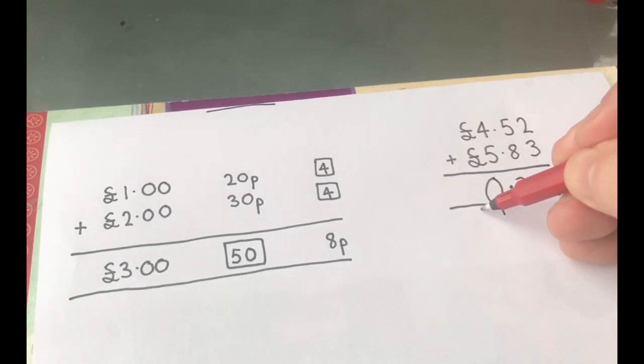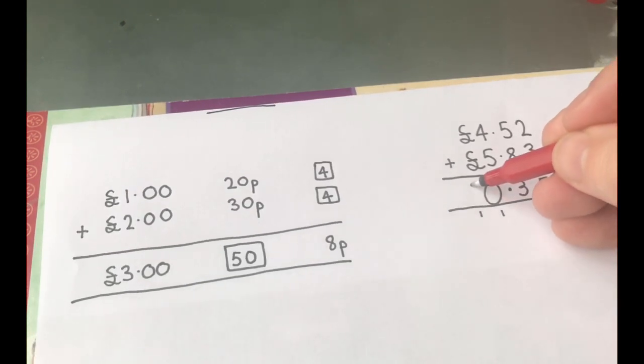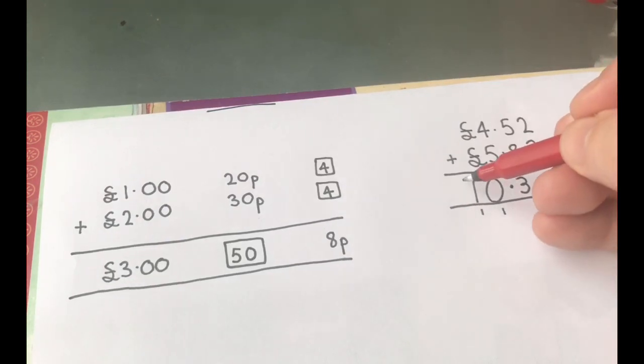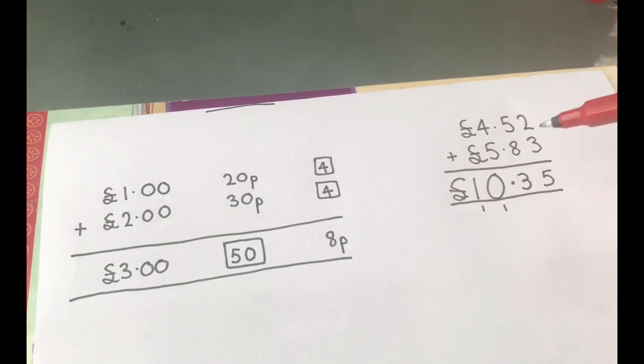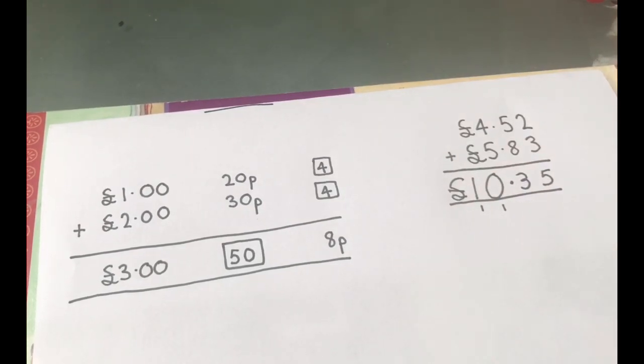And I'm going to carry the 1. And then I put the 10 in here. And then I can practice doing my pound signs. £4.52 add £5.83 equals £10.35. Those types of questions are on the second sheet. Good luck.